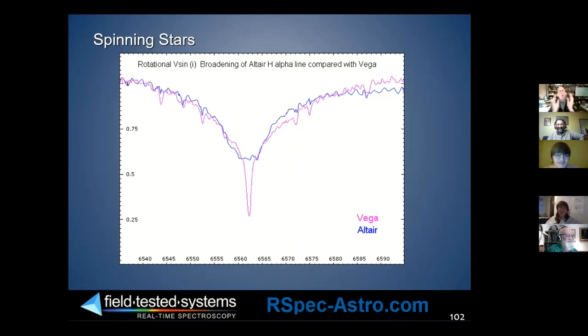So when that happens, you get red and blue shift. So if a planet is spinning very fast, you get this flattening here. And that flattening is Altair, which is spinning much faster than Vega, which has a nice sharp dip. So that's one way that we study the rotational speed of stars.